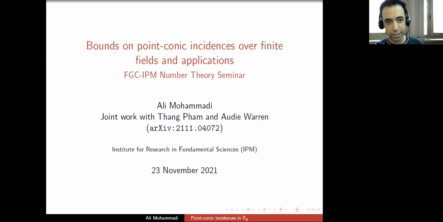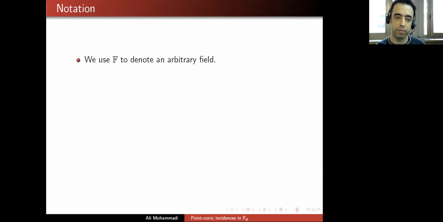So yeah, the talk will be about bounds on point-conic incidences over finite fields, and I'll also consider one application. There are a lot of number theoretic applications of this type of bounds, but I thought maybe it's not so suitable for this seminar, which is more algebraic geometric. So the ideas will be mostly very simple and very geometric.